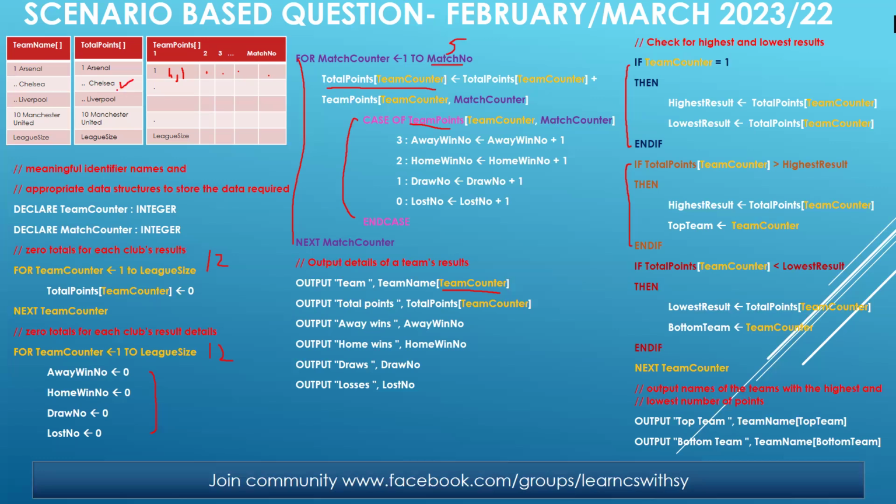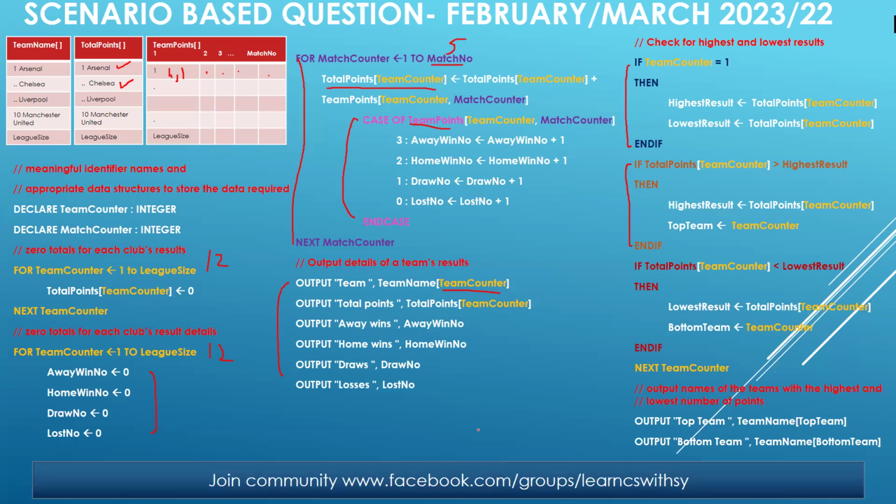This is the array location for Arsenal. This is the array location for Chelsea. All these details will be stored here, and we have moved to this area to display the values for the team Chelsea. Now, for team Chelsea, on the second location, its total points will be displayed. Its away wins, its home wins, its drawn matches, its lost matches. In this manner, all the details of the team Chelsea will be displayed on the screen after Arsenal.